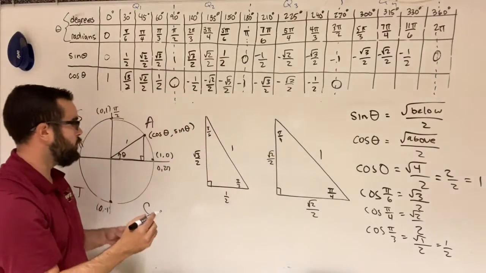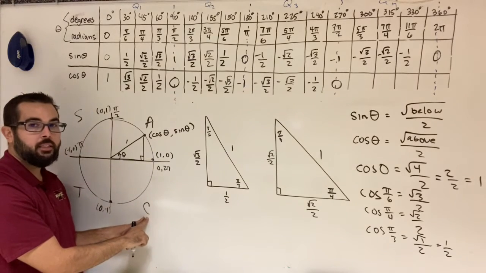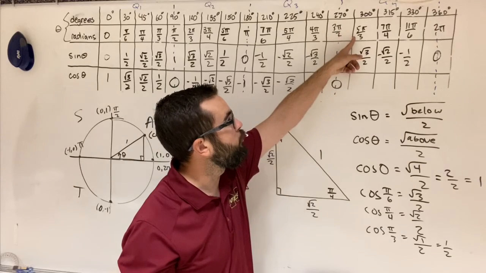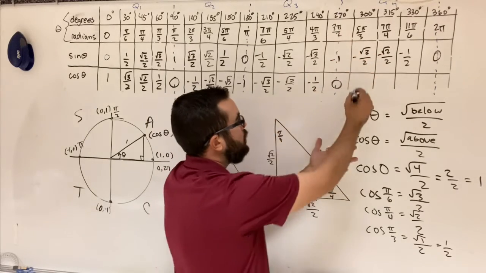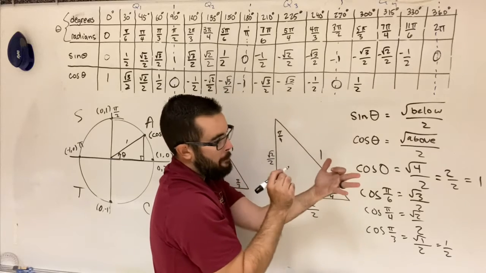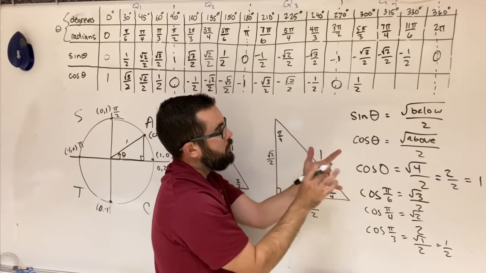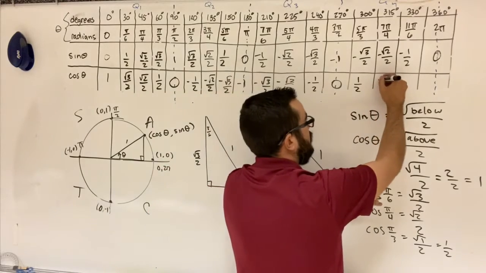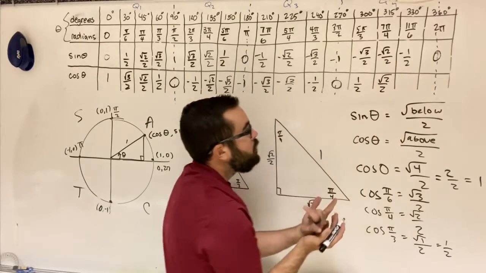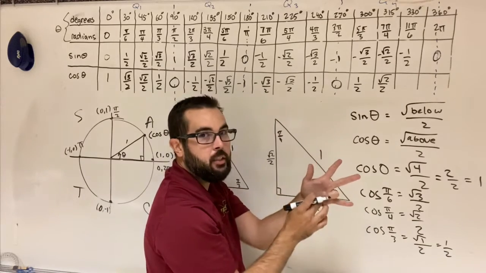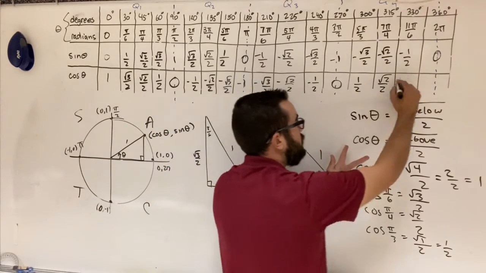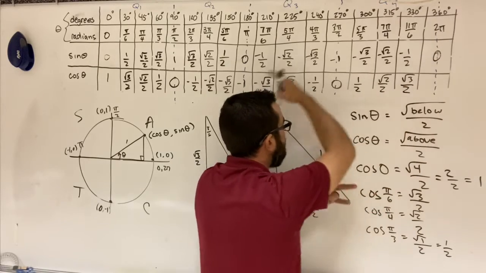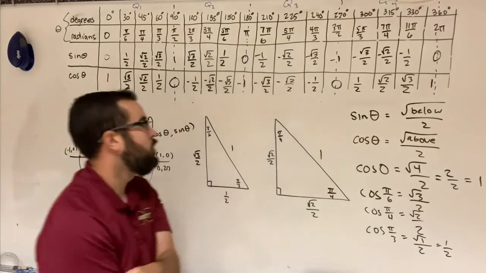Now we're in the fourth quadrant. Cosine is positive in the fourth quadrant. So we use the reference angle: for 5 pi over 3 it's pi over 3, so it's 1/2. Then we go down the line. Reference angle for 7 pi over 4 is pi over 4, so it's square root 2 over 2. 11 pi over 6, the reference is pi over 6, so that's square root 3 over 2. And then we're back to 2 pi, which is equivalent to 0, back to 1.